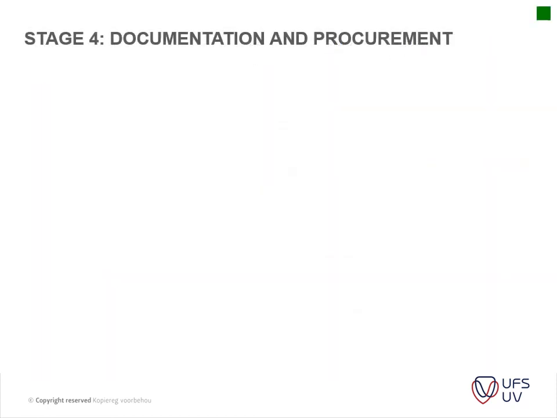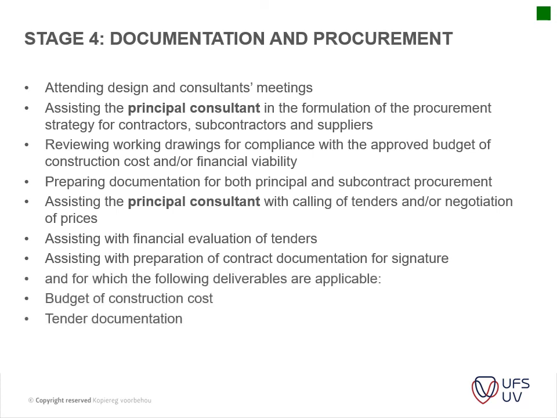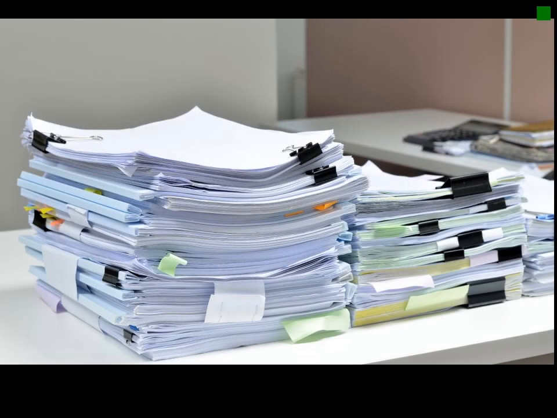Then we get to documentation and procurement, and this is probably where most of the time of the QS is spent. The main thing here is to get to a budget or tender documents with bills of quantities that can actually be used so that you can call tenders and evaluate them to give the client a recommendation for the best contractor to be appointed. And price contract documentation, which becomes a legal document for the client. Okay, a whole lot of documentation.